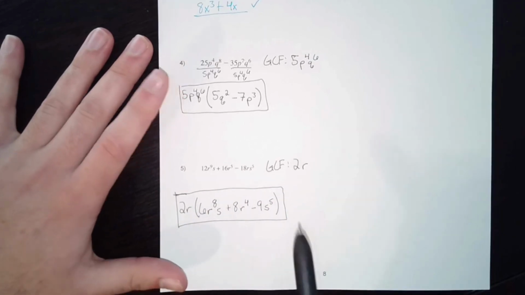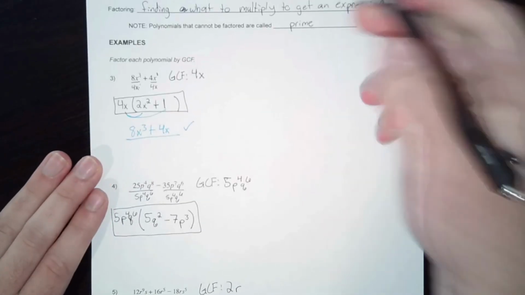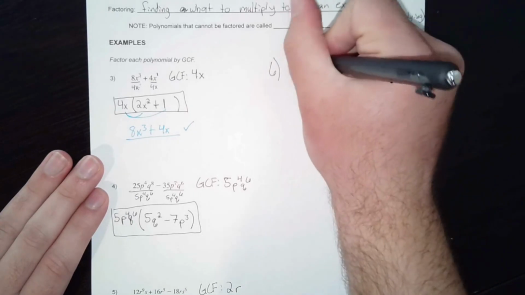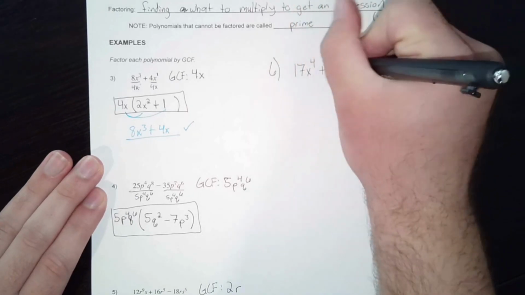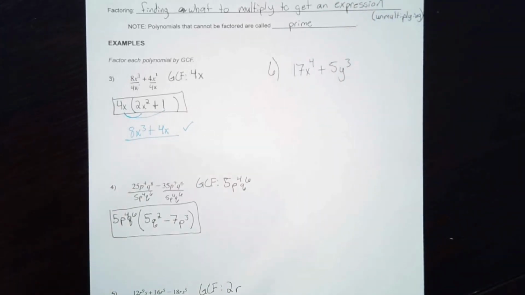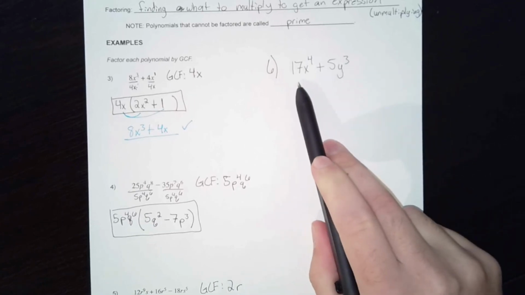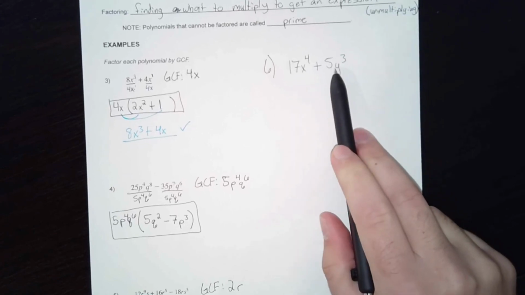Okay. The other thing, I just want to give you an example of what we put up here where it's prime. We'll call this number 6. Let's say I give you 17x to the 4th plus 5y to the 3rd. Okay, and if you just look at that, you can start to see that there's not a lot I'm going to be able to do. 17 is a prime number, which means the only thing I can pull out of it is a 1 and a 17. 5 is also prime, so it's only 1 and 5.